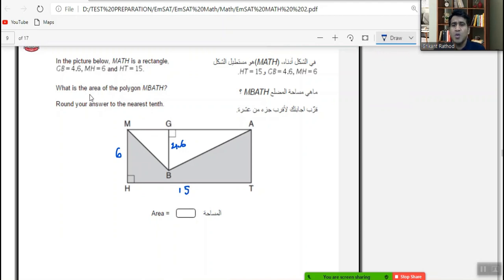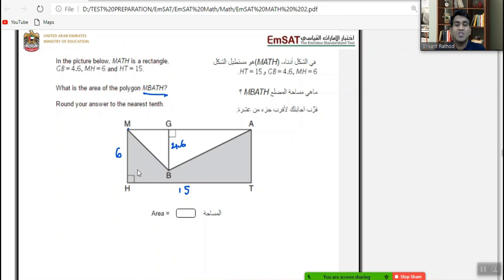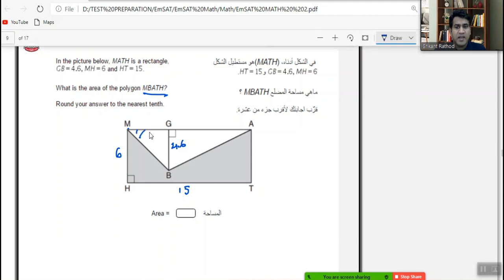Now the question is, what is the area of the polygon MBATH? Indirectly they are asking what is the area of the shaded region. So the shaded region is basically forming a polygon. Now how do you find the area of the shaded region? We can find it as the area of the rectangle minus the area of this triangle. Whatever area is left is the area of the shaded region, or basically the area of the polygon.